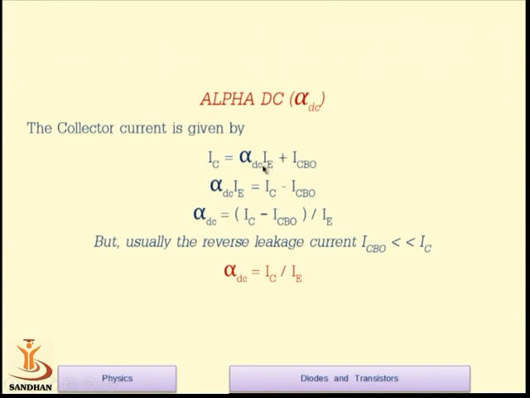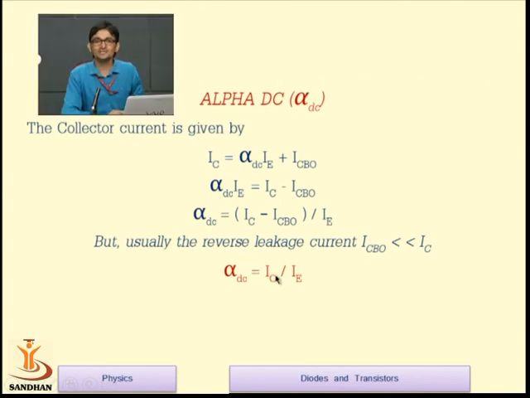You write down this equation by moving ICBO towards the left. So it becomes alpha DC times IE equal to IC minus ICBO. Now you move IE towards the denominator. So alpha DC becomes (IC minus ICBO) upon IE. Normally ICBO, as I told you, is the leakage current. The amount of this current is very small, meaning IC is very much higher than ICBO. One can ignore ICBO by removing it from this equation, and one gets alpha DC equal to IC upon IE. So alpha DC is the ratio of collector current to emitter current.